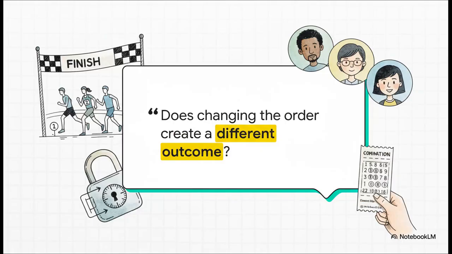Okay, so how do you decide which one to use? Honestly, it all boils down to this one single powerful question. Does changing the order create a different outcome? If the answer is yes, like a password or a race finish, you need a permutation. If the answer is no, like a committee or a lottery ticket, you need a combination. Seriously, this question is your secret weapon for solving these problems.